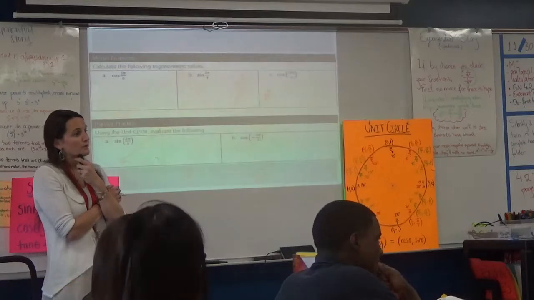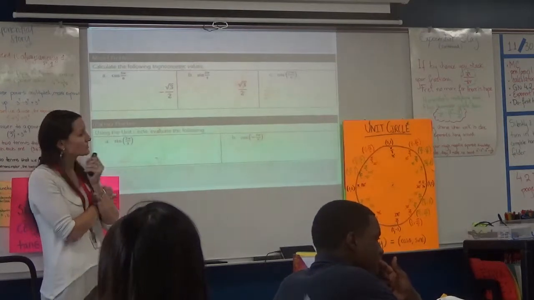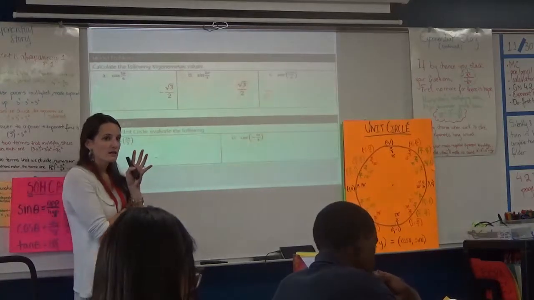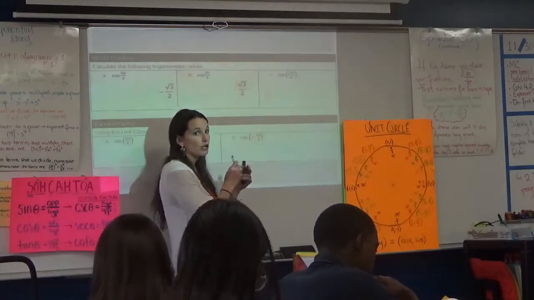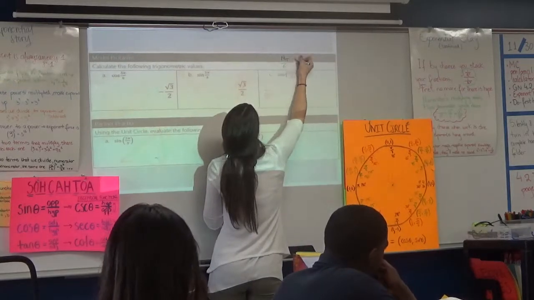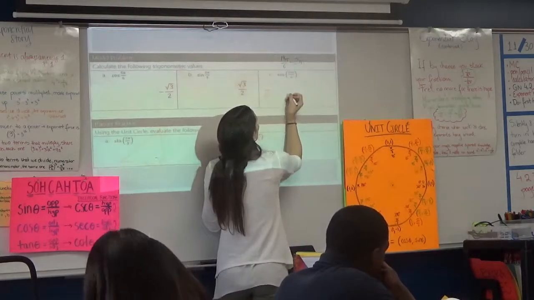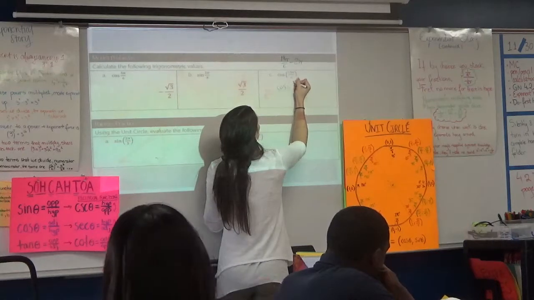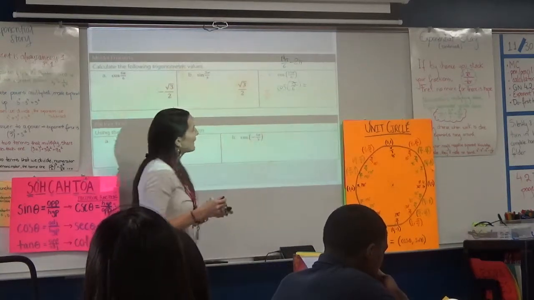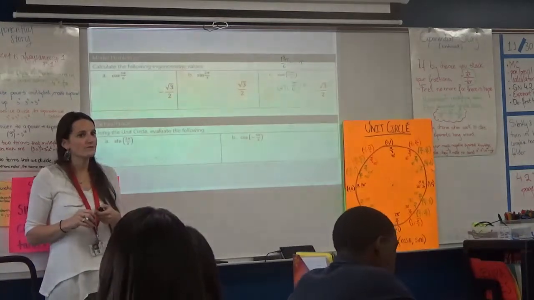Okay. For these first two, I saw people did okay. For the third one, that's one where you need to find a coterminal angle. So you need to change this by subtracting 2 pi. You'll end up getting cosine of 7 pi over 6. And that's one that's on the unit circle that you can find.